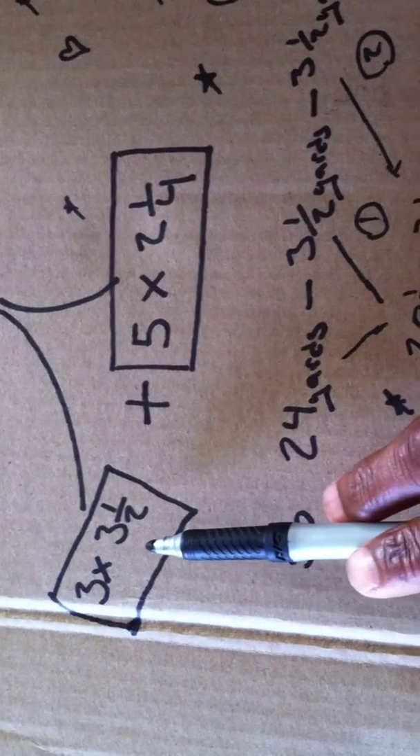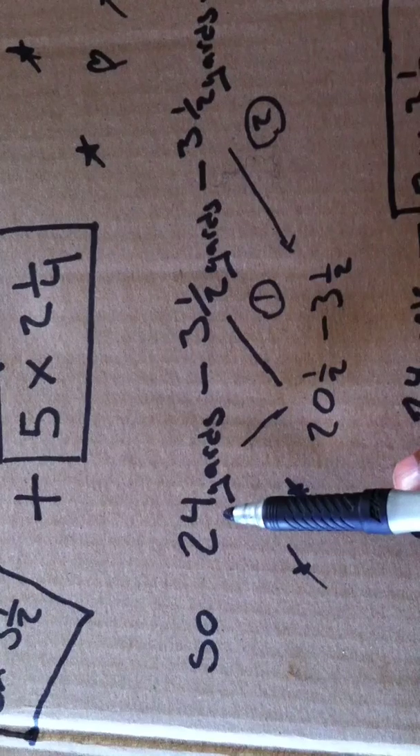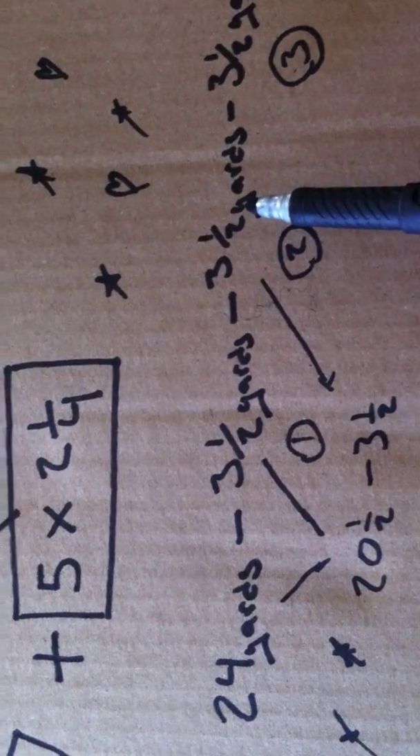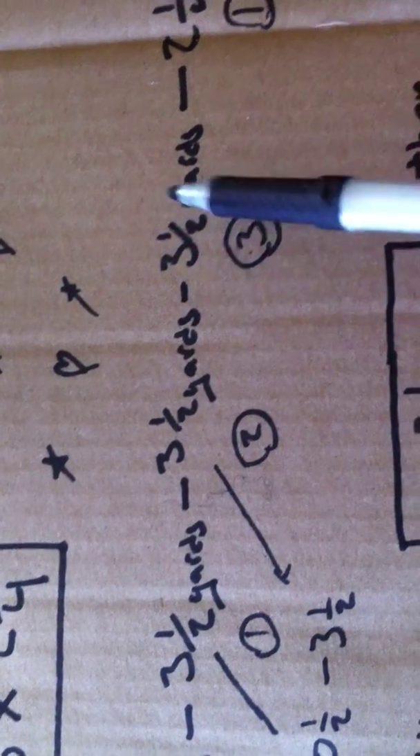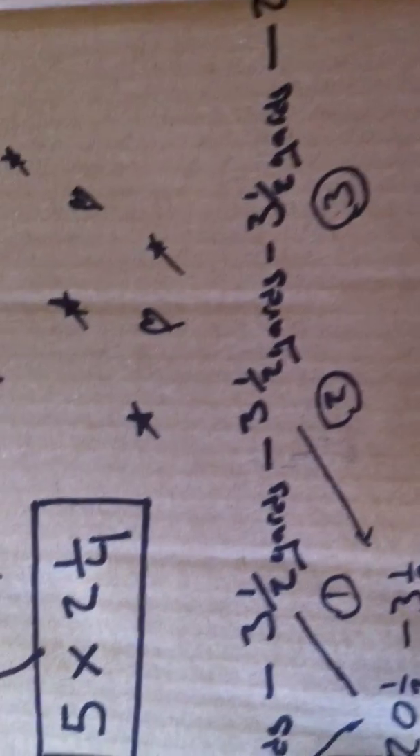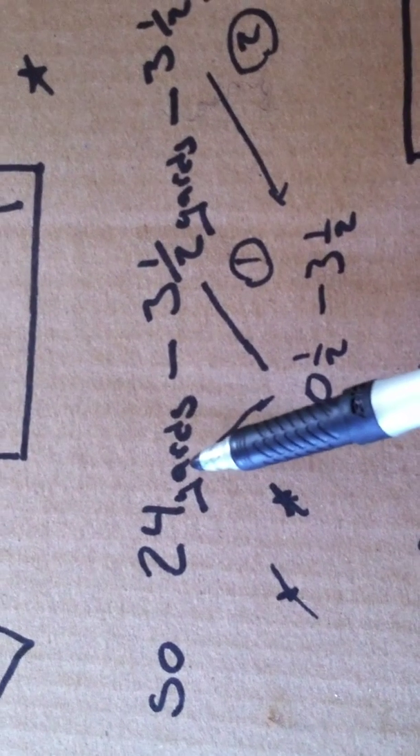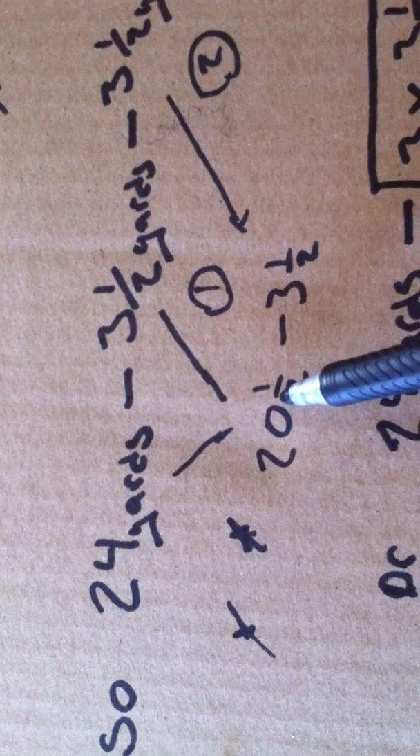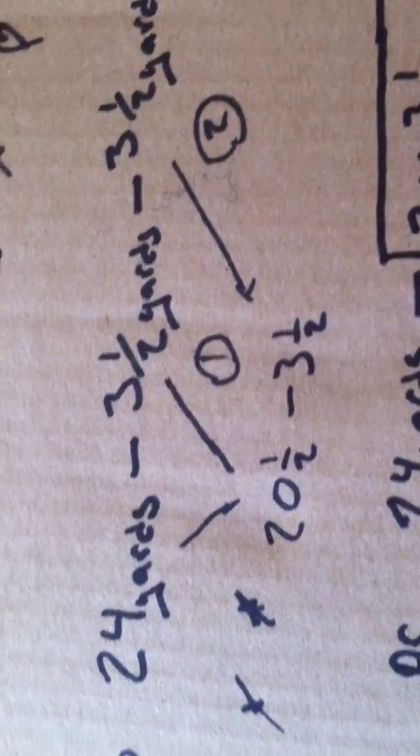So you can say this is where the 3 times 3.5 goes, just in case you didn't understand. Here's your total. You have 24 yards minus 3.5 yards, minus another 3.5 yards, minus another 3.5 yards. That's your 3 customers that all took that out. You can do that simply by saying 20 yards minus 3.5 yards, boom, that gives you your 20.5, right? Minus another 3.5, that'll give you something else.